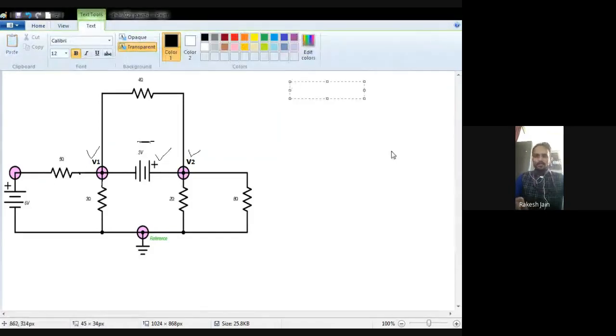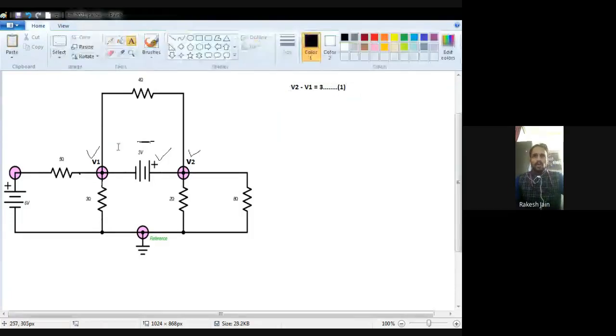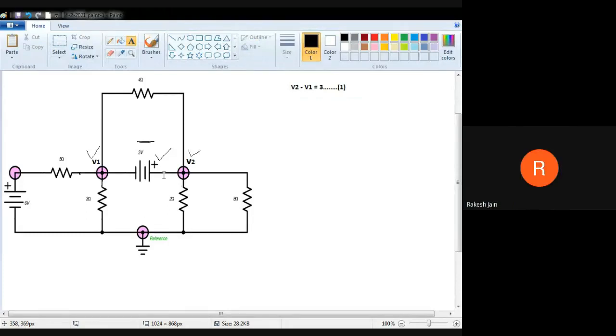What I want to say, see here, this 3 volt battery is connected such that the positive sign is towards V2. That's why we first write V2 as positive minus the second node voltage V1 as negative, and that will be equal to 3 volt. So this will be your equation number 1.